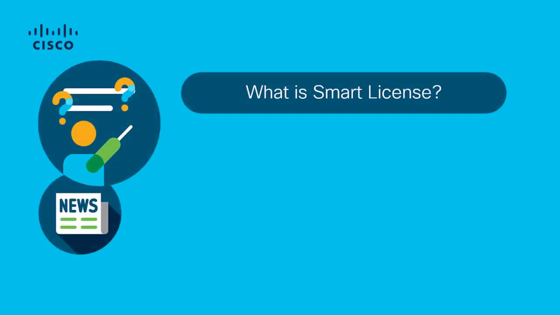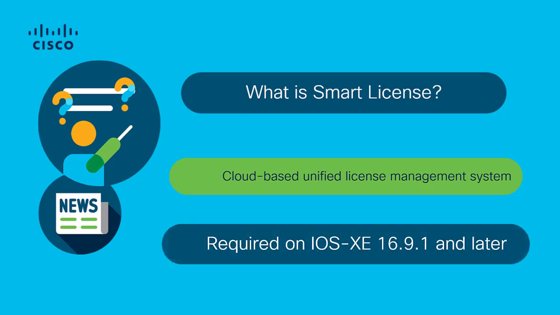What is Smart Licensing? Cisco Smart Licensing is a cloud-based unified license management system that manages all of the software licenses across Cisco products. Cisco Smart Licensing is required on IOS XE 16.9.1 and later version codes.